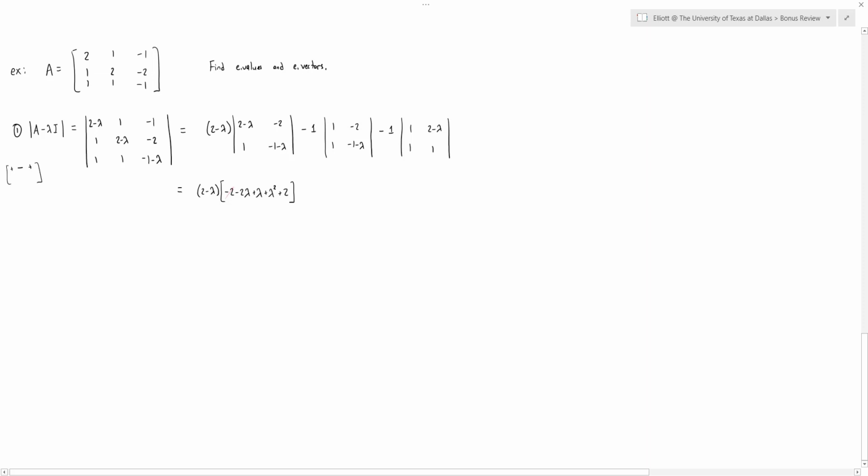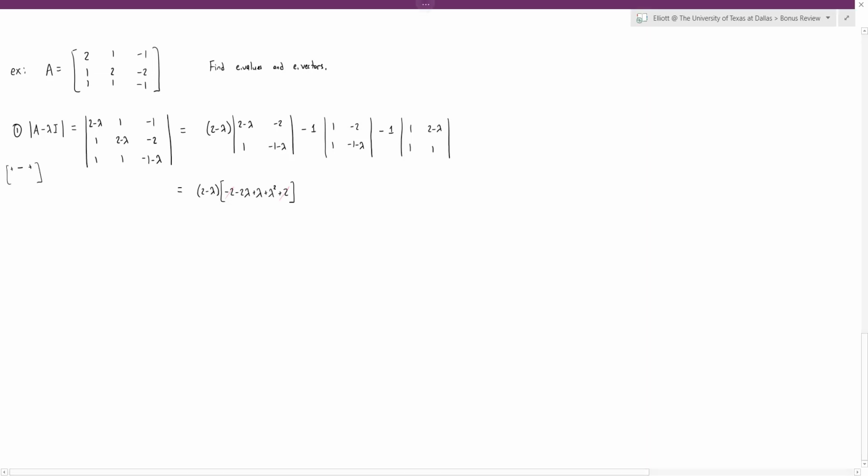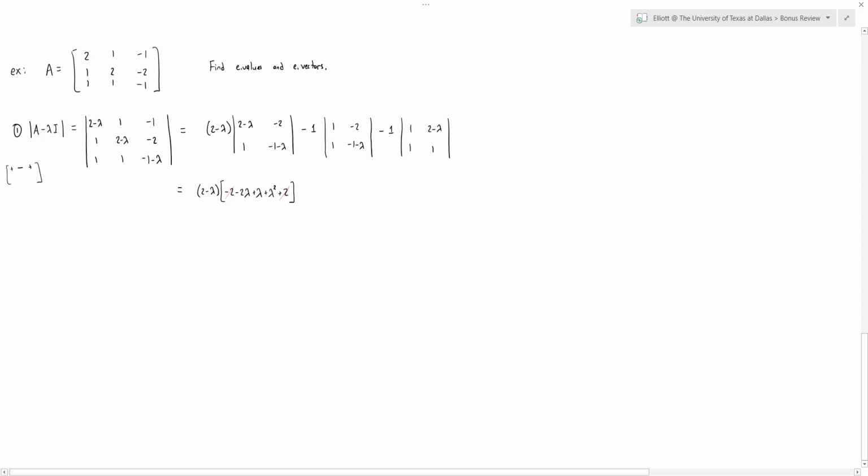Looks like the -2 and the +2 will cancel, so that's pretty nice. Next, here we have minus AD, which gives us -1 minus lambda, minus a -2, so +2. Minus AD minus BC. So minus 2 minus lambda in parentheses.